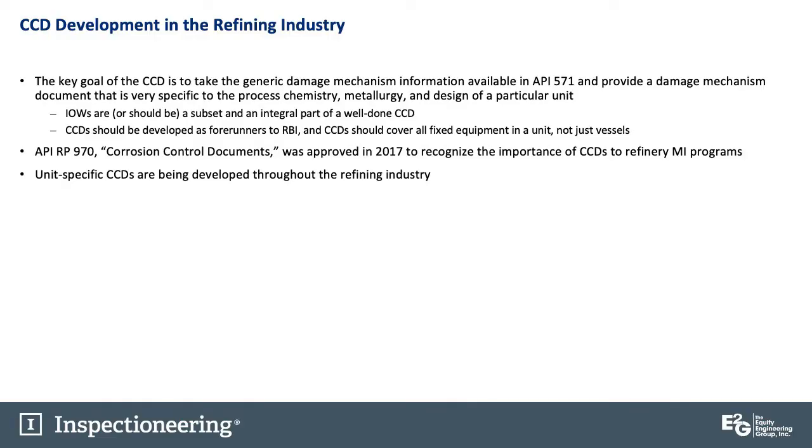Like IOWs, API has developed a document, RP 970, to recognize the importance of CCDs in refinery MI programs. CCD document came after the IOW document, was approved in 2017. And many refineries are developing unit-specific CCDs for each of the units in their refinery.